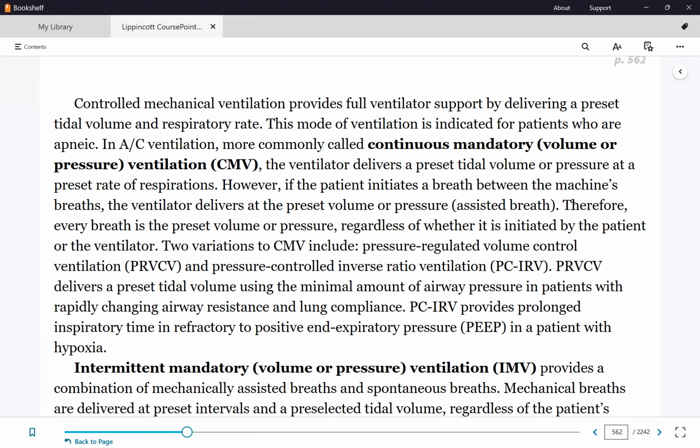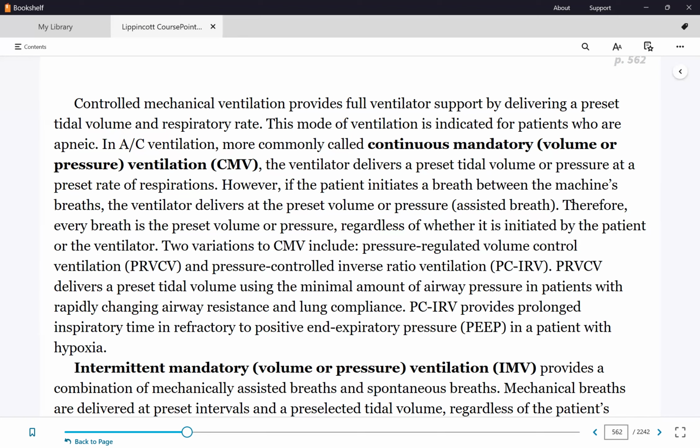The patient cannot control the tidal volume because if they initiate a breath, the vent will give them the preset tidal volume. You understand? So what can the patient control therefore? Because it's assist control, what exactly can the patient control?